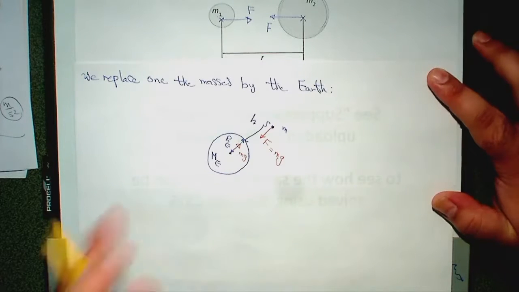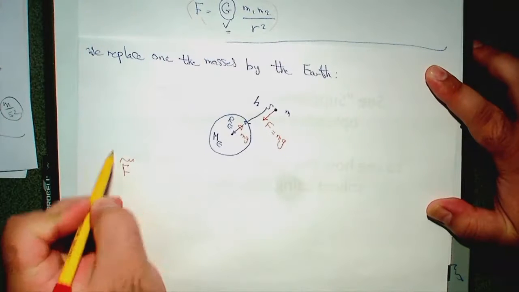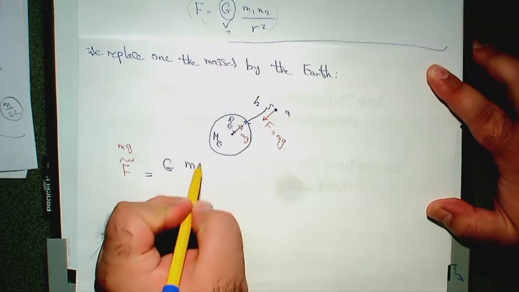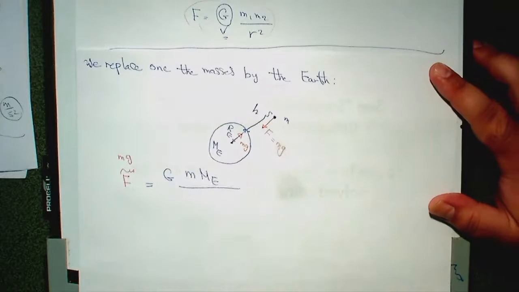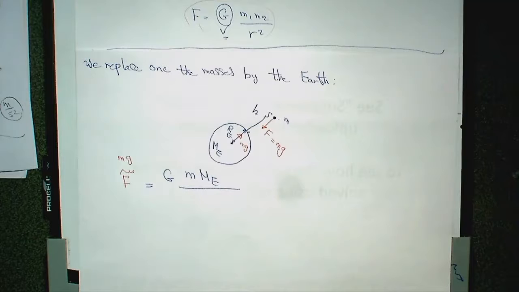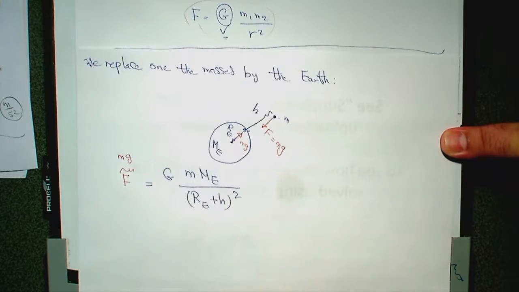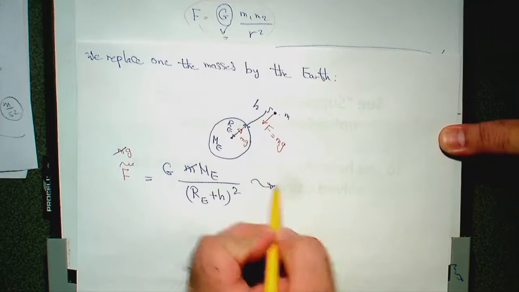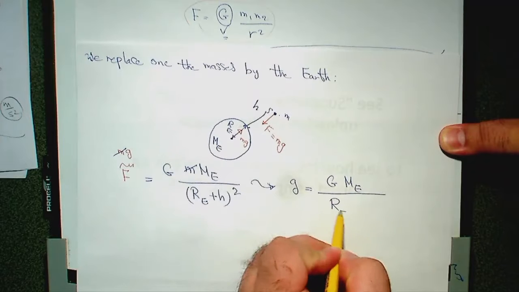Now, if I use this equation again, my F, here is the weight, mg, equals G m ME. What's the distance between this particle and the center of Earth? It is h plus Re, yes? These two m can be cancelled. Then g is equal to G ME over (Re plus h) squared.